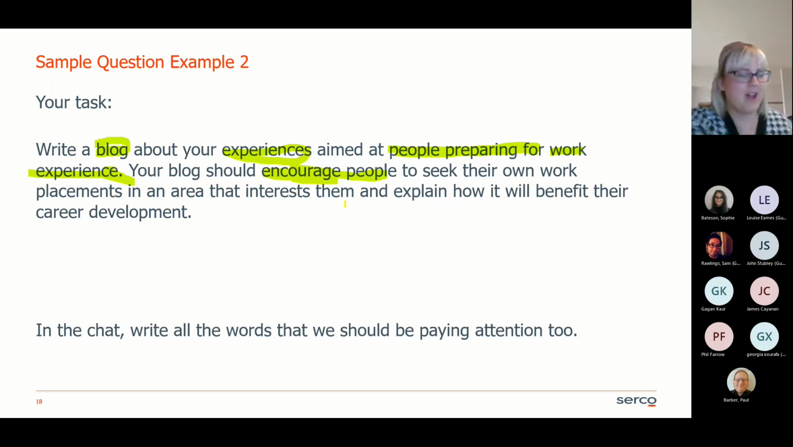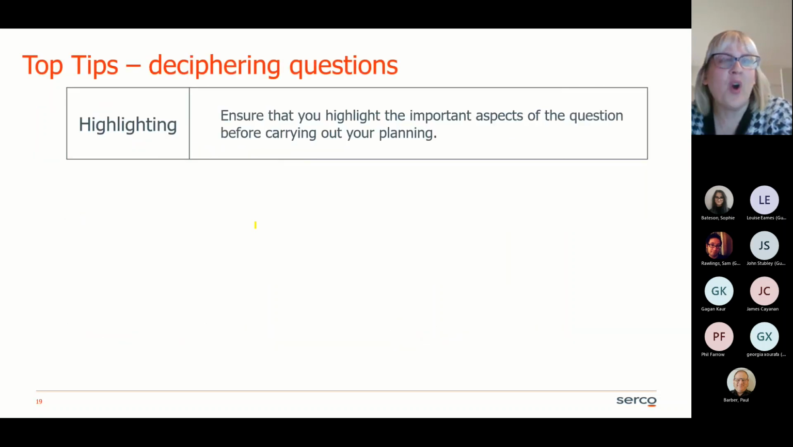Okay, so I am aware that we are just coming towards the end of our time. So I'm just going to go on to our top tips for deciphering our questions. So basically, putting everything that I've rambled on about for the last 20 minutes into 4 top tips. The first top tip is highlighting. So when you're faced with your exam question, make sure that you highlight the important aspects of the question before carrying out your planning. Your planning is a very, very key part. I find if you get your planning right, then the rest will follow very well.